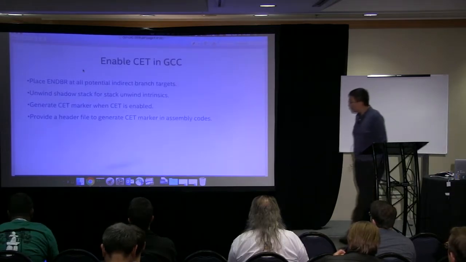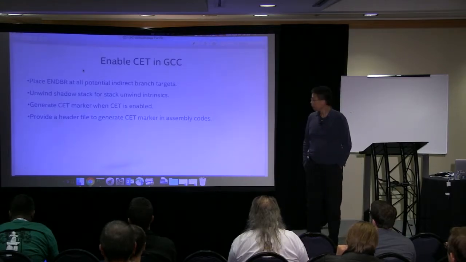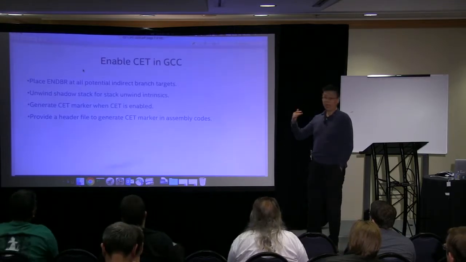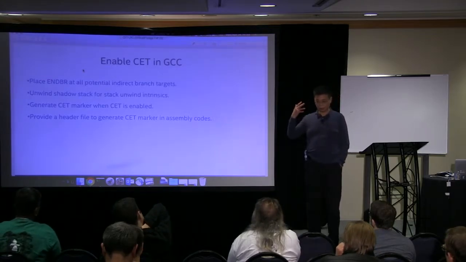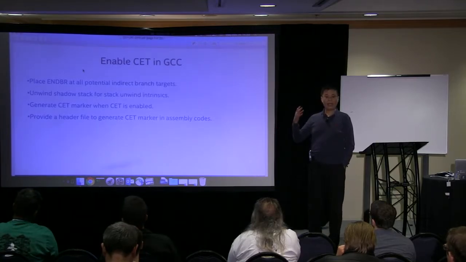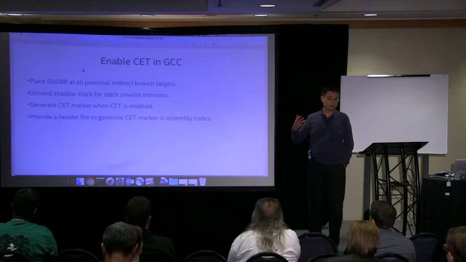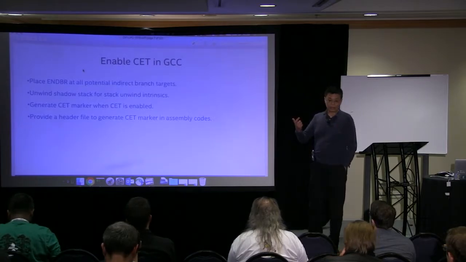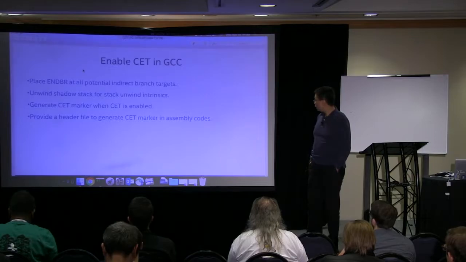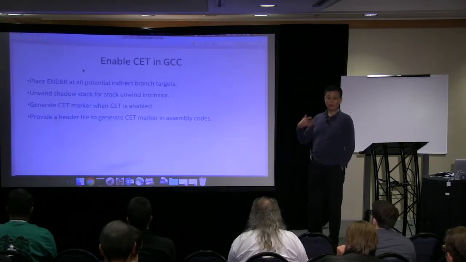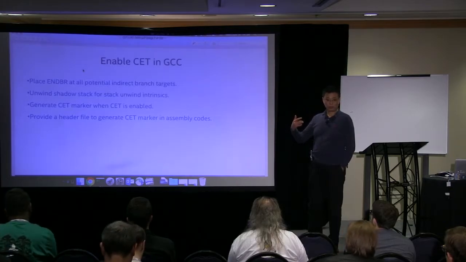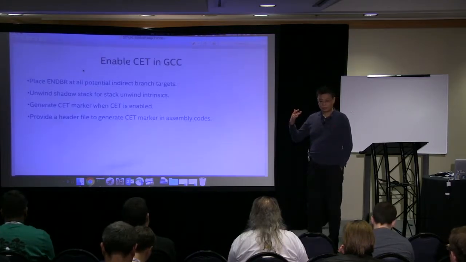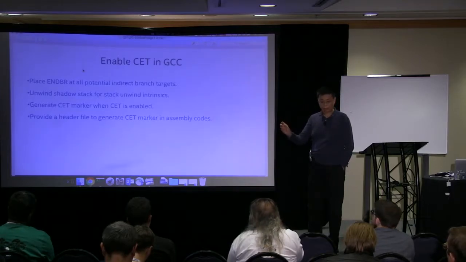So this is how we enable CET in GCC. We place the endbranch instruction at every potential indirect branch target, like global functions and static functions whose address is taken. And we generate a marker, the note section, saying they are CET enabled. We also provide a header file. You can include it in your assembly code, and when you compile your assembly code with GCC, it will enable CET and automatically place a marker in your assembly output.